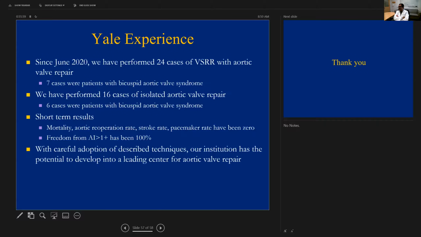We've now also done 16 cases of isolated aortic valve repair without a root reimplantation, and 6 of those cases were bicuspid patients. In the short term so far, and I can only talk about short term, of course, in our hands our mortality, aortic reoperation rate, stroke rate, and pacemaker rate have all remained at 0. Our freedom from greater than mild aortic insufficiency has been 100%. So we can do this right. We can do this in carefully selected patients and achieve good outcomes. Obviously, only time will tell the durability, the proof is in the pudding.